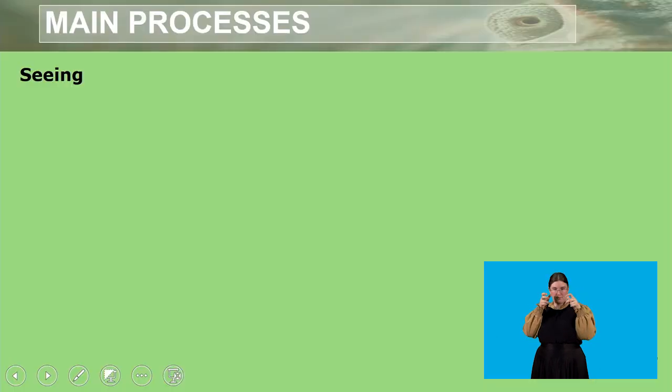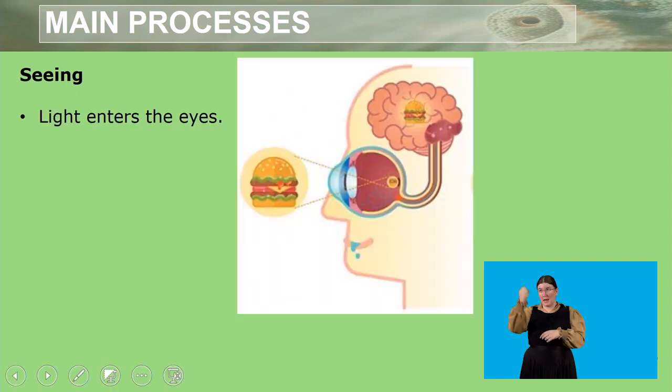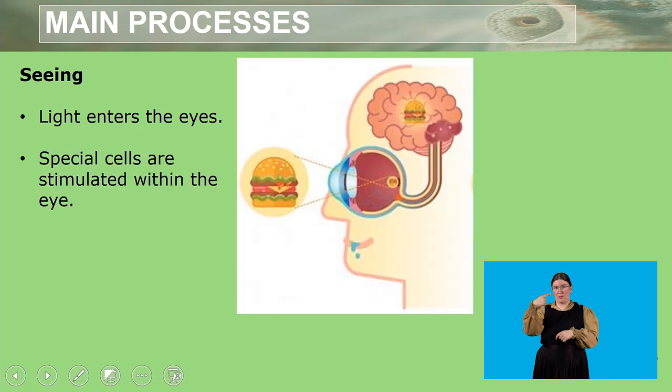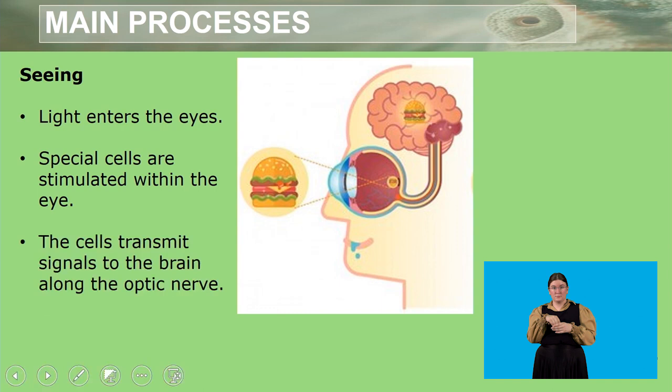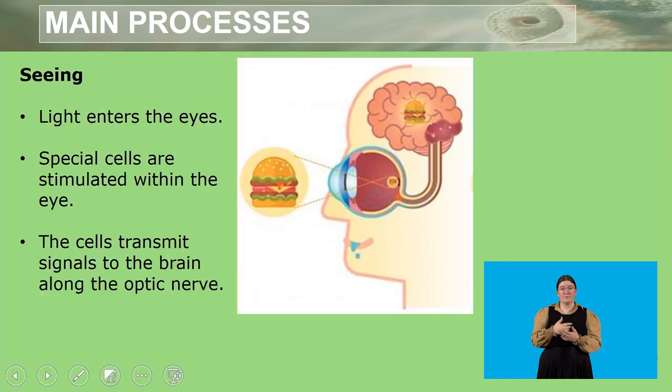The next process involves seeing. How we see is that light will first enter into the eyes. Then special cells are stimulated within the eye. The cells transmit signals to the brain along the optic nerve. As we can see in that diagram, there's a burger, and obviously to see the object, there has to be light in order for you to see that object that is in front of you.